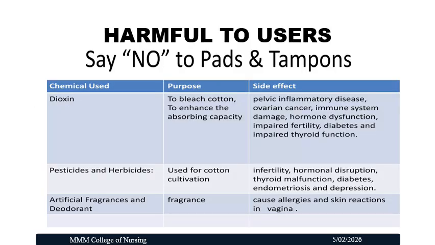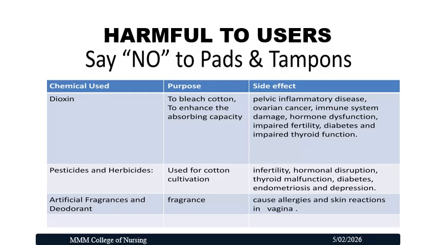What are the harmful things for the users? Now it's time to say no to pads and also to tampons. The chemical used is dioxin. The purpose is to bleach cotton to enhance the absorbing capacity. What may be the side effects of this chemical? It can lead to PID, pelvic inflammatory disease, ovarian cancer, immune system damage, hormone dysfunction, impaired fertility, diabetes, and impaired thyroid function.